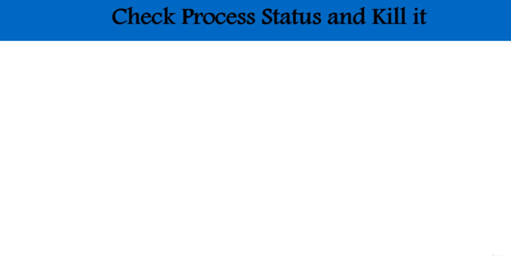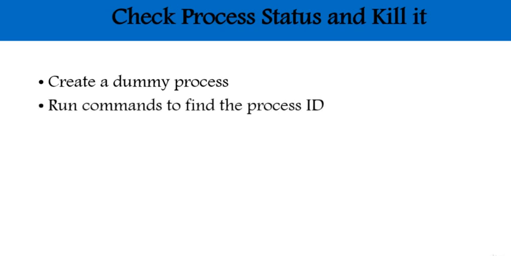What we're going to do in this lesson is create a dummy process, anything that is just taking up some of the CPU or memory resources. Then we will run a command to find that process ID. There are different commands you could use, like top, or ps -ef. There are so many commands to check which process is running, and then you could pipe it to grep for the specific process you're looking for.